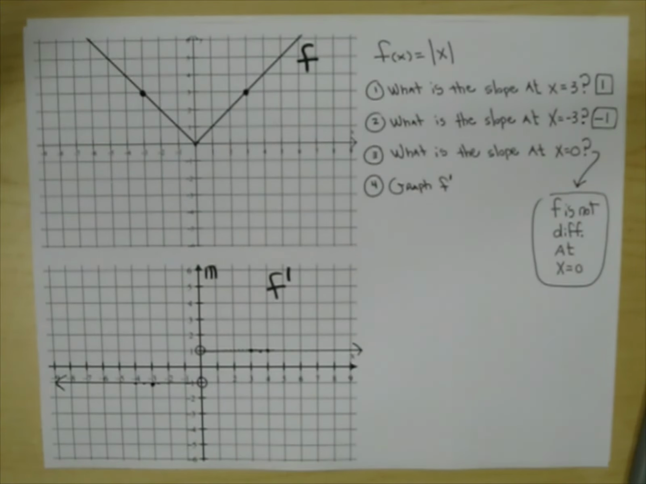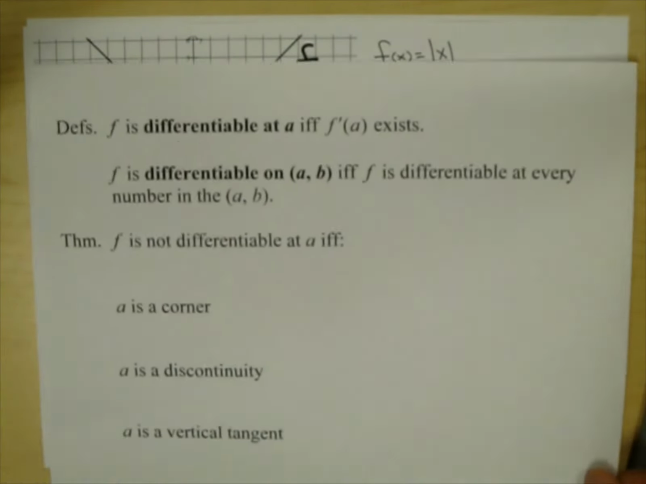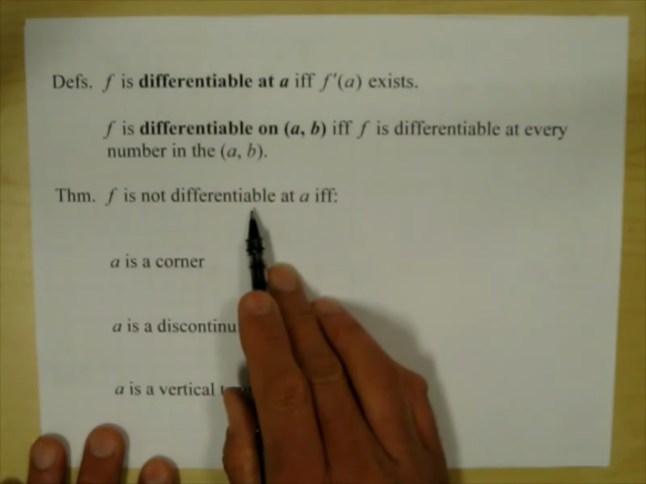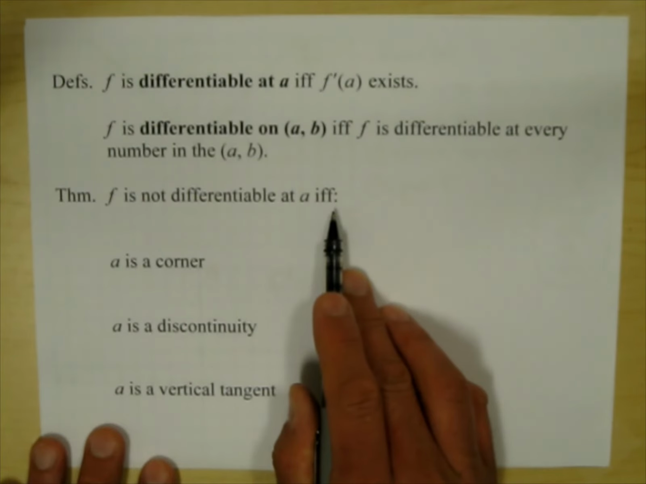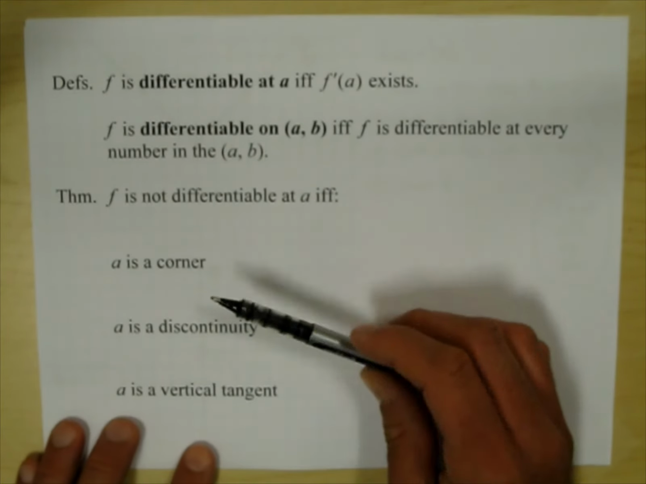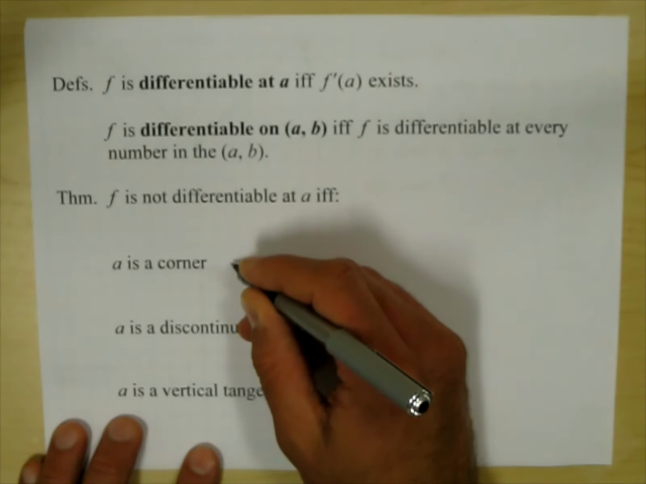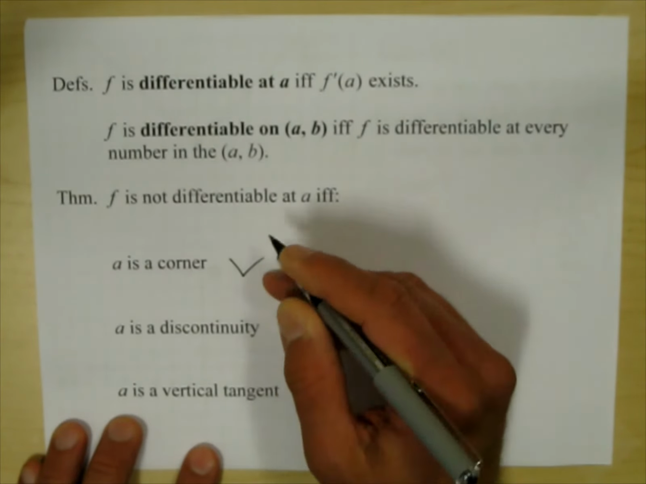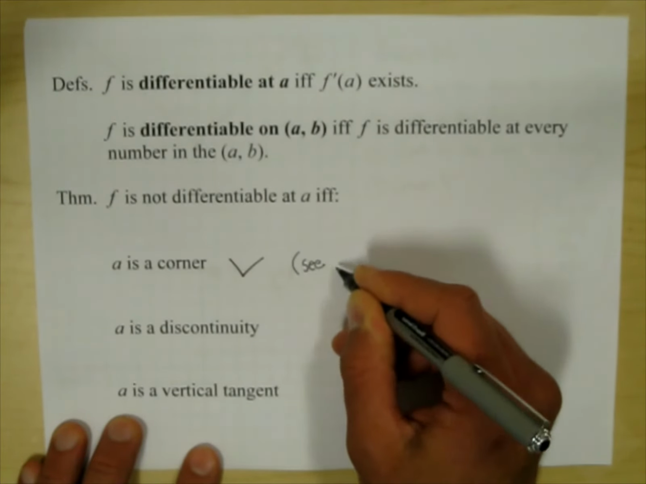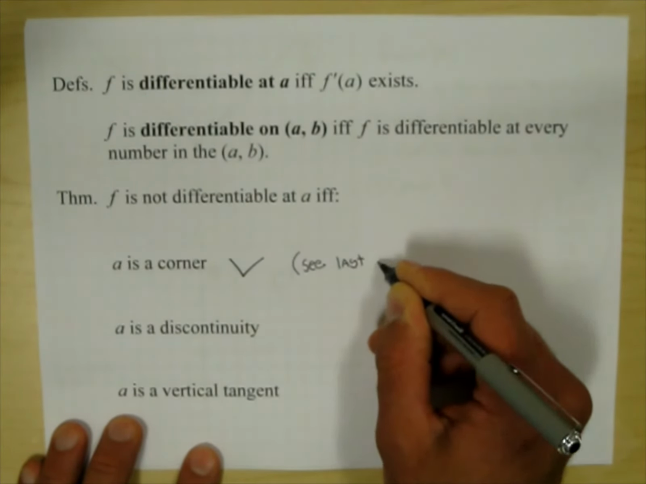Okay, let's take a look at our next definition here. It's not really a definition, it's a theorem. F is not differentiable at A, if and only if, so, 3 things can happen. A is a corner. Okay, so a corner looks like that. Okay, and we can see our last example. Okay, I'll put that C last example.